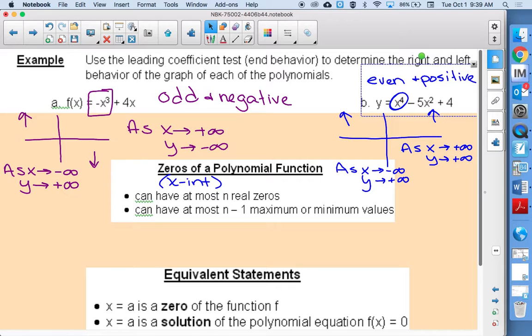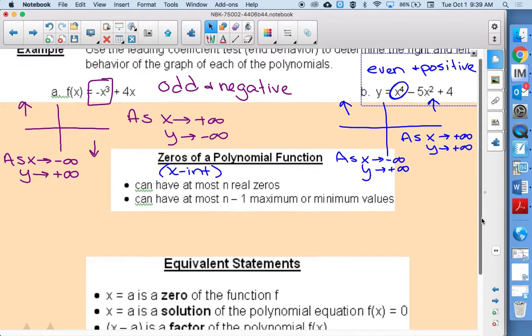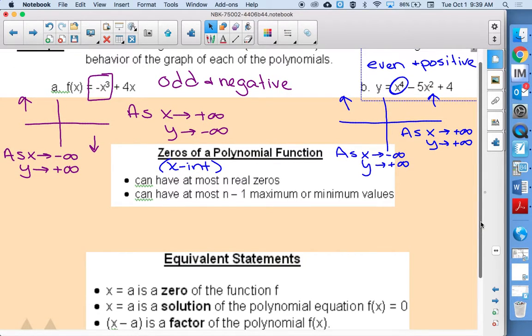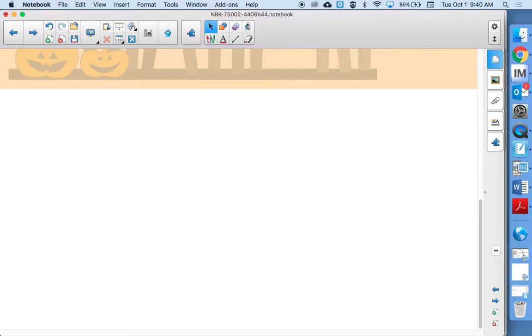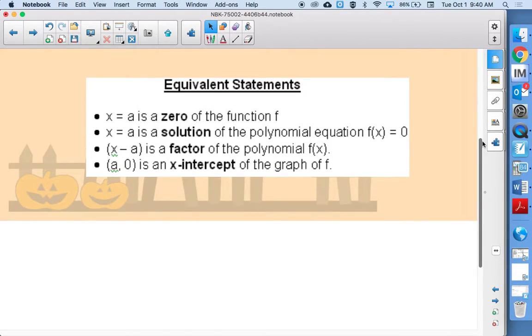The second bullet underneath says it can have at most n minus 1 maximum or minimum values. That's the number of curves in the graph. So if I have a power of 4, I have 3 curves in the graph. If I have a power of 3, I could have 2 curves in the graph. A curve would be a hill and a valley. So that power, now I know how many curves I have and how many answers or x-intercepts we should have. The other part underneath there talks about equivalent statements. Equivalent means what? It's another word for equivalent.